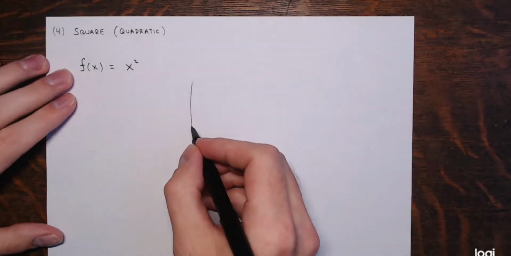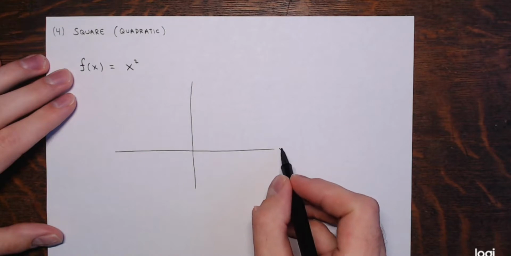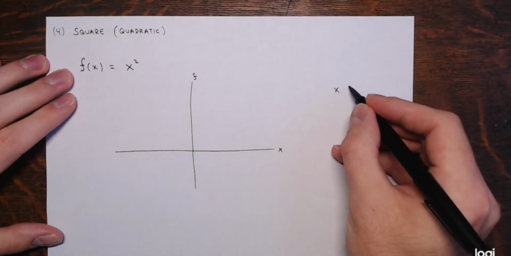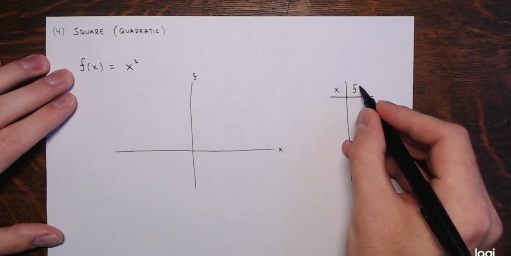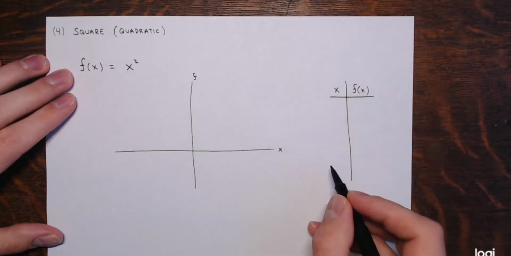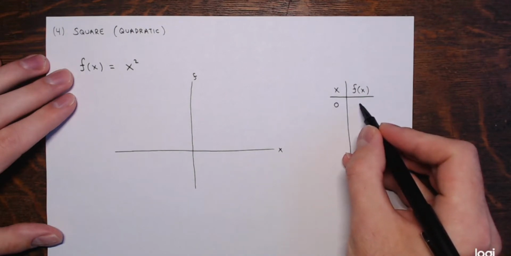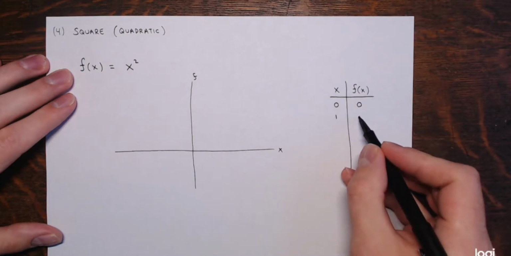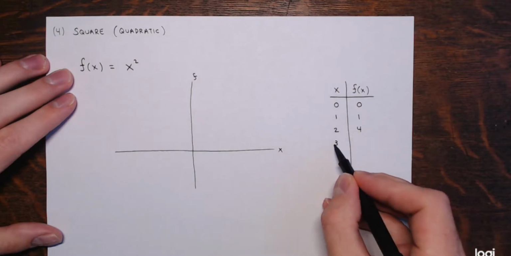So once again, just a rough sketch by hand, and x and f of x, or x and y. Make a little table. So the 0 input, remember the output's just the input squared. 0 to the second power, 0 times 0 is 0. 1 times 1 is 1. 2 times 2 is 4. 3 times 3 is 9.